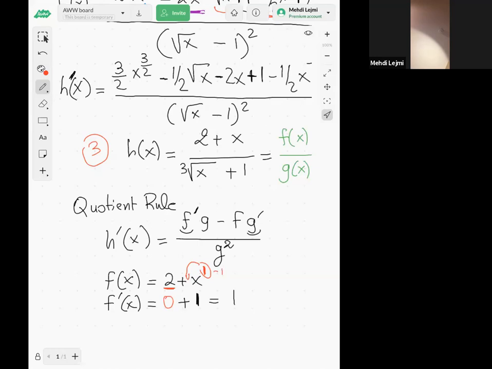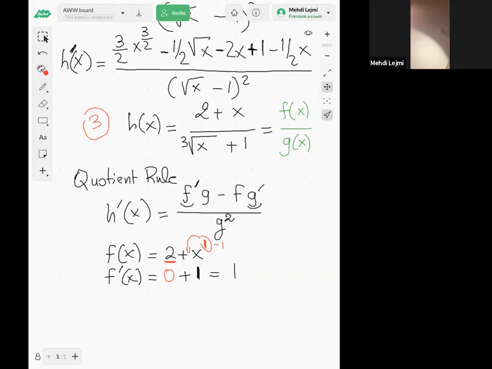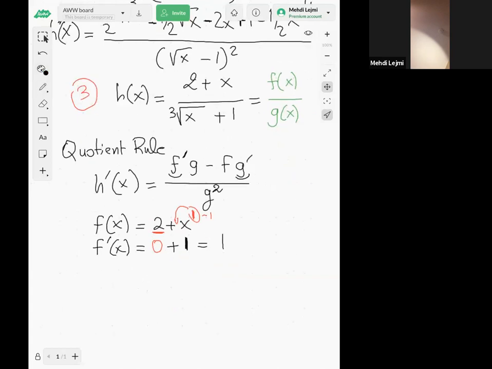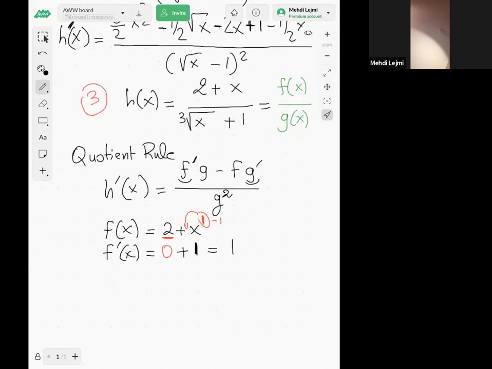Now, what about g prime? g of x, we said, is the third root of x plus 1, right? So how do we compute it? What will be g prime? Any guess, guys, for g prime?